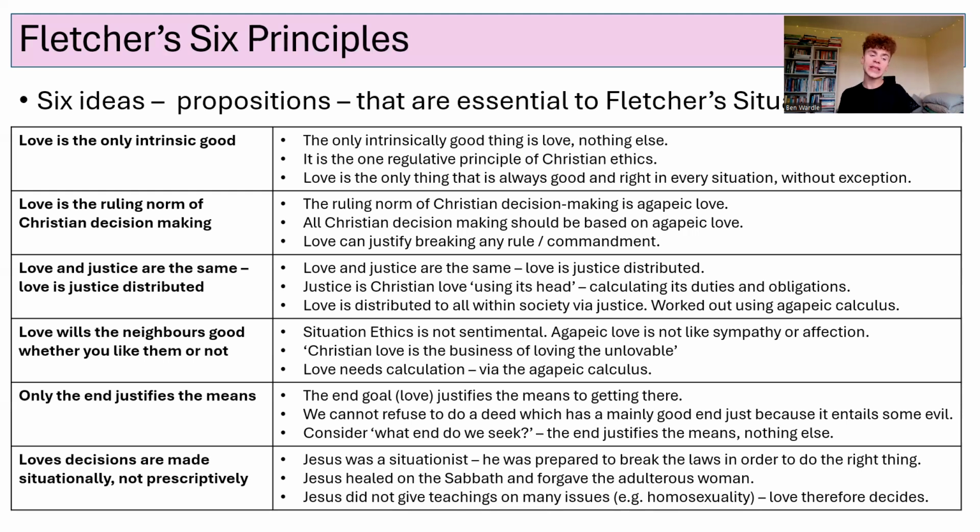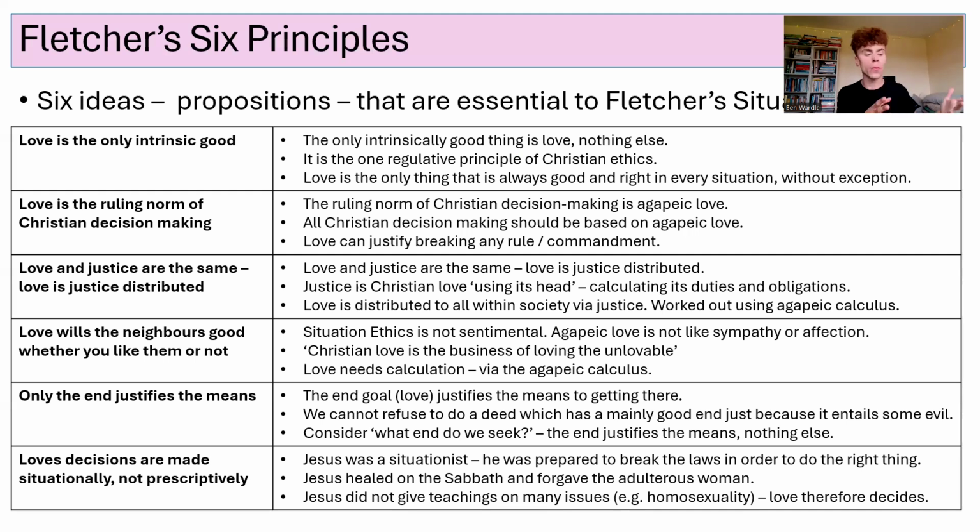And then finally, number 6 is that love's decisions are made situationally, not prescriptively. And of course, we know this because we've talked about relativism already. Jesus, according to Fletcher, was a situationist. He was prepared to break the laws of the day in order to do the right thing. For example, he healed on the Sabbath and he forgave the adulterous woman. So he maximized love and he focused on love as opposed to focusing on the laws. He did not give teachings on many issues. And so Fletcher says we should fill in the gaps with love.